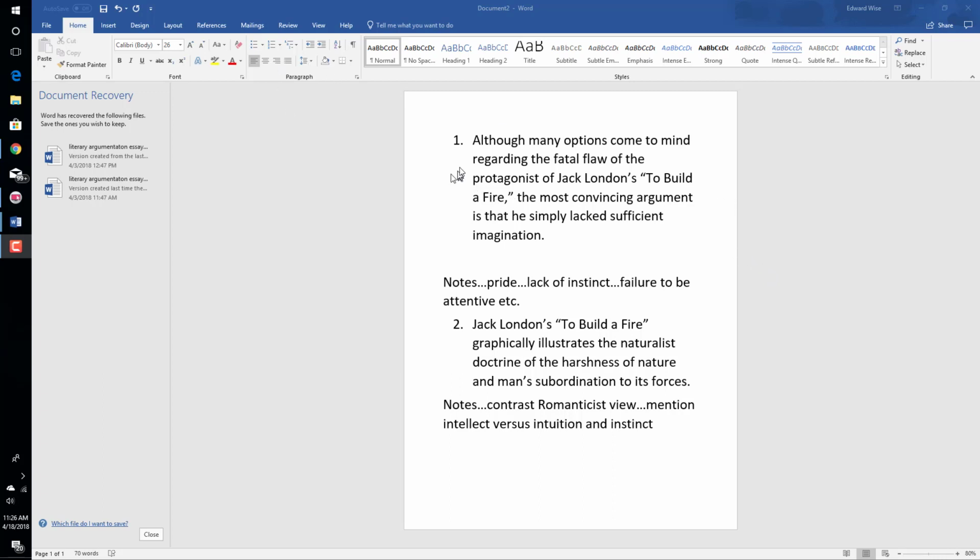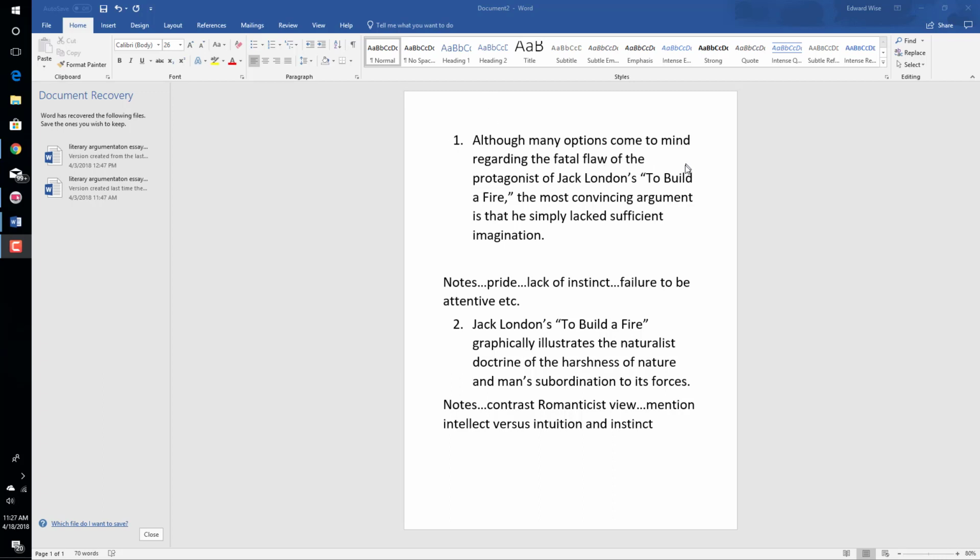Now, the first one I came up with, and again, this is for this story. I mean, you can work with diction, for example, with plot, with theme, any type of argument. For example, we can make the argument that Jack London's economy of language in the story To Build a Fire ideally suits the powerful undercurrent and message regarding man's frailty in the face of the forces of nature. And we can deal strictly with word choice. So, I mean, there are all these possibilities, but here is one.